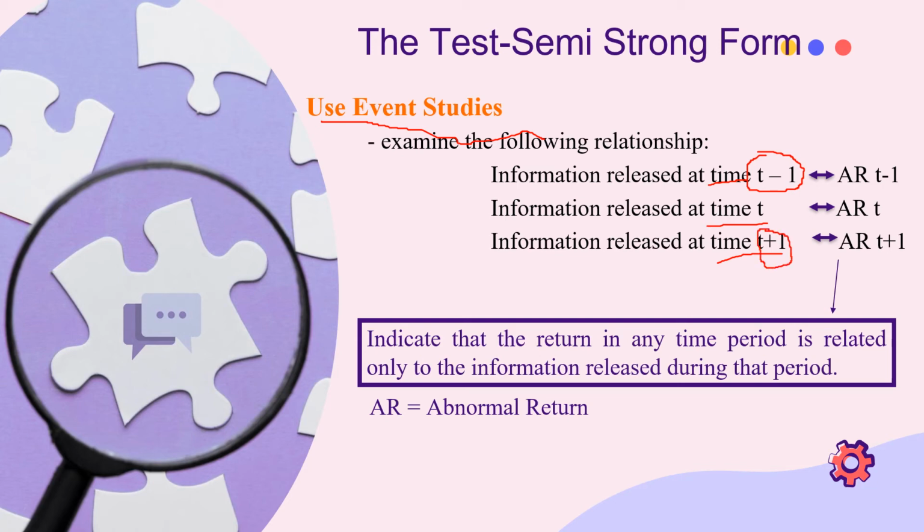So we will look at the abnormal return for the day before the information is released, the abnormal return on the announcement day, and the abnormal return for the day after the information has been released. So it indicates that the return in any time period is related only to the information released during that period. We want to check and examine all these relationships.